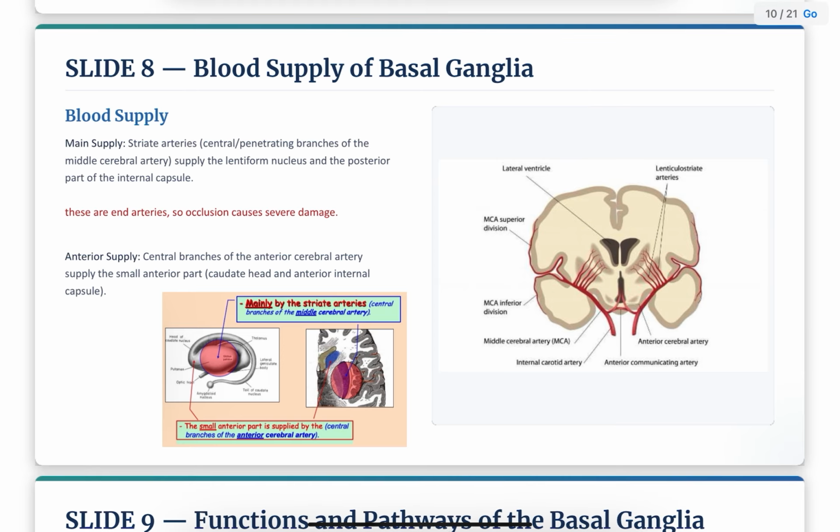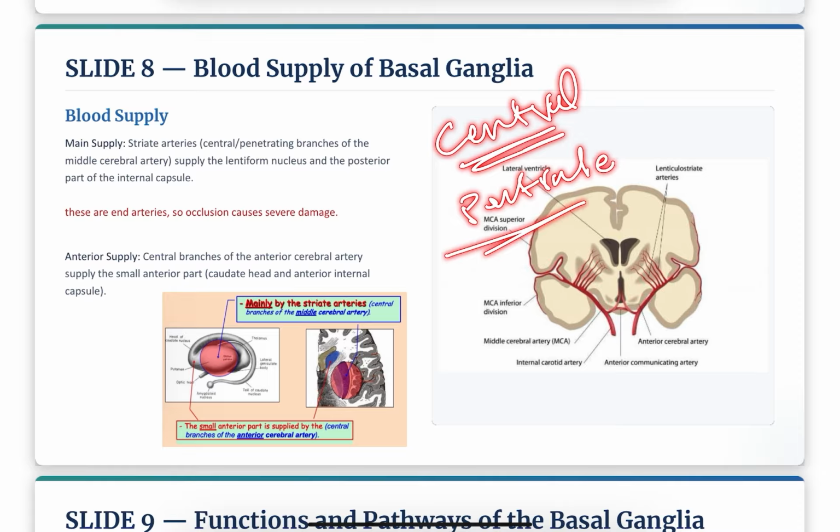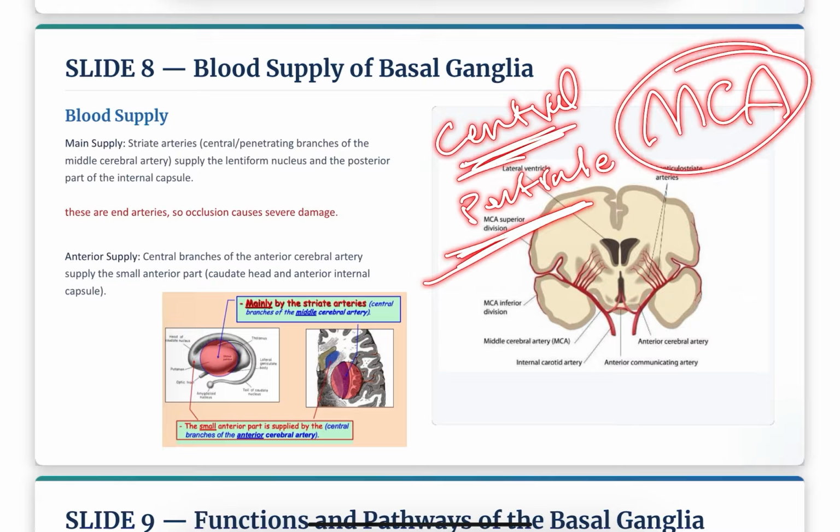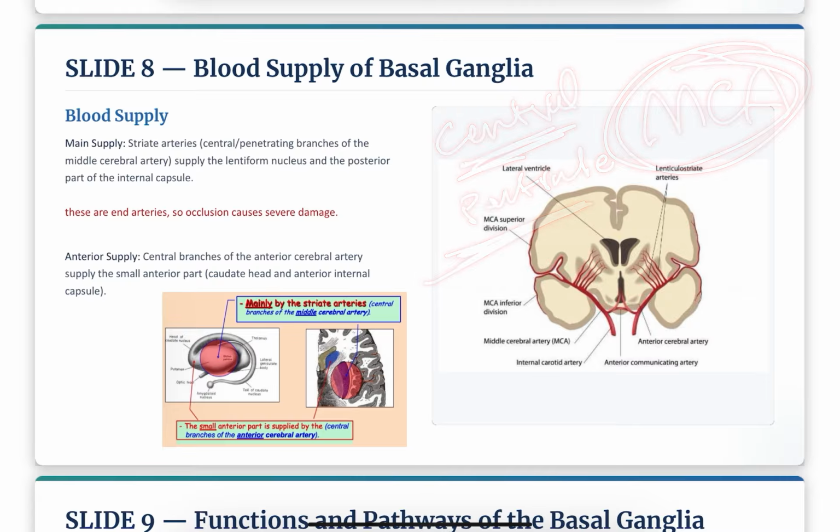So now let's get going and let's take a look at the blood supply of the basal ganglia. It's very important to know that the main blood supply comes from the striate arteries. What do I mean by striate arteries? I mean that they are central or penetrating branches of what? The middle cerebral artery. They're central or penetrating branches of the middle cerebral artery.